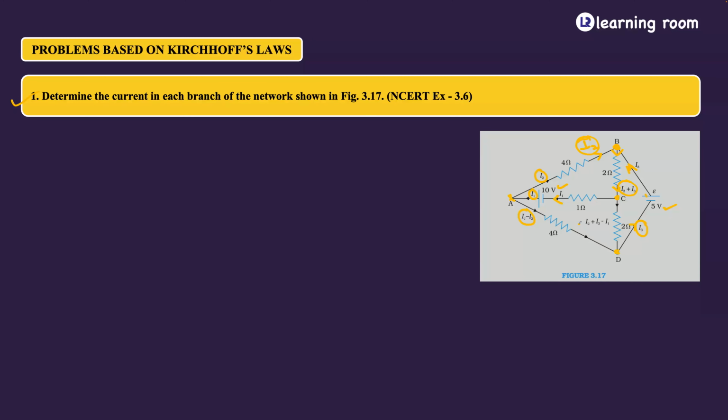From B to C, did you understand how much current is flowing? I2 plus I3. At C, there is a current going away from it. How much is that? I1. So I2 plus I3 is coming towards the junction, and I1 is leaving the junction. If you take I2 plus I3 as positive and I1 as negative, what will be the total current?